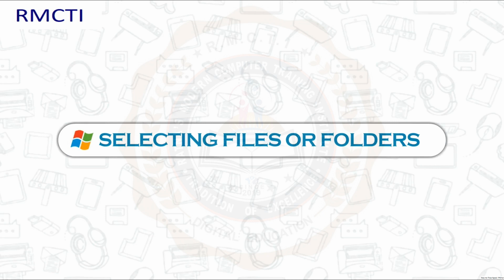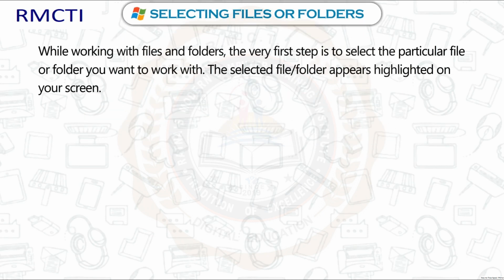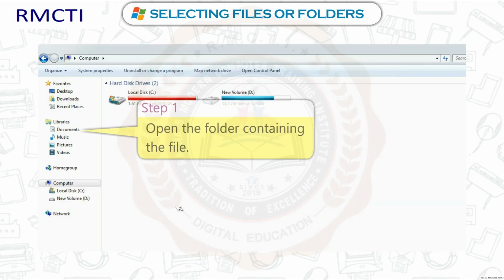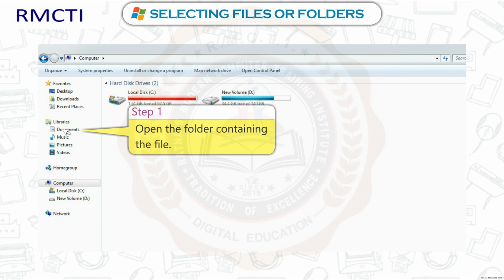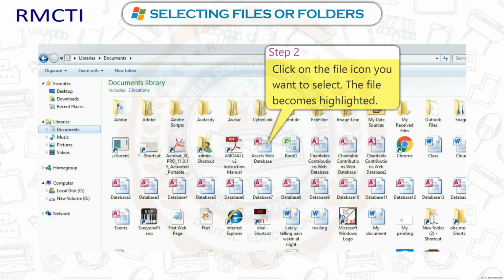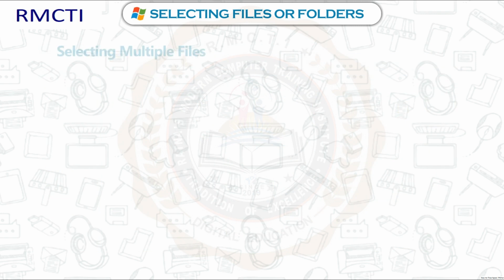Selecting files or folders. While working with files and folders, the very first step is to select the particular file or folder you want to work with. The selected file or folder appears highlighted on your screen. Selecting one file. Step 1. Open the folder containing the file. Step 2. Click on the file icon you want to select. The file becomes highlighted.